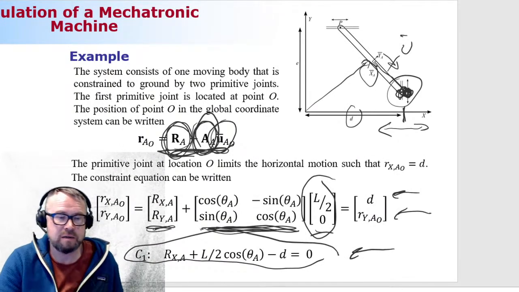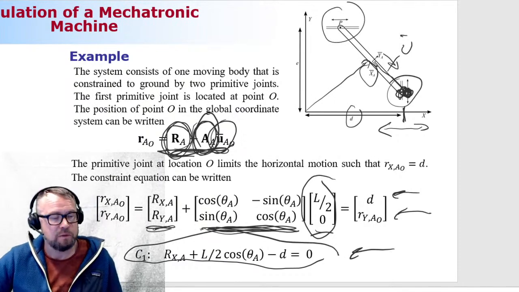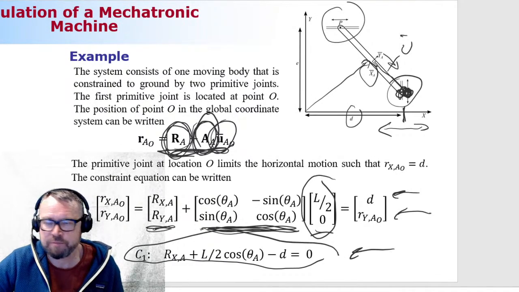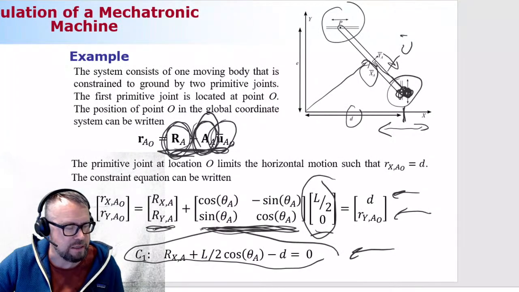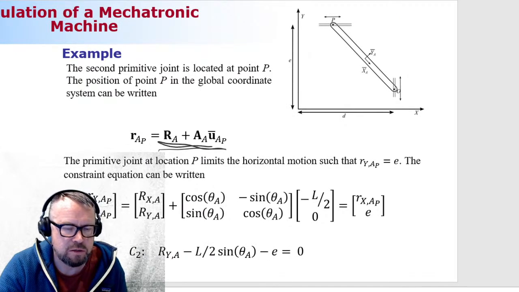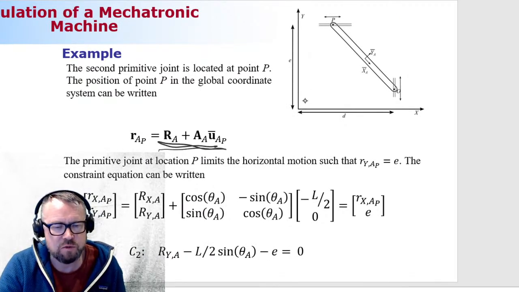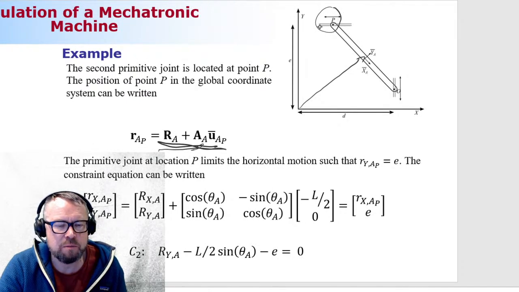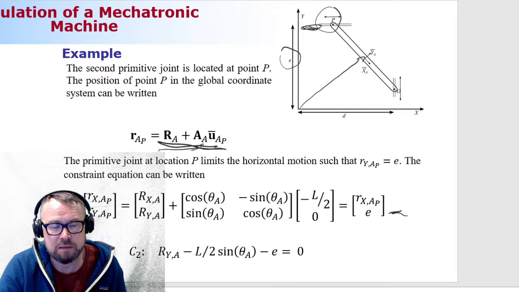So what about this one? Well, redo the whole thing. It goes like this. We'll make use of this equation again. So we're traveling to the origin of the body reference coordinate system. We take orientation into account. We're using the U bar to go to this point here. And then we say, okay, this point can do whatever it wants, but it cannot move anywhere except E in the global Y direction, right?